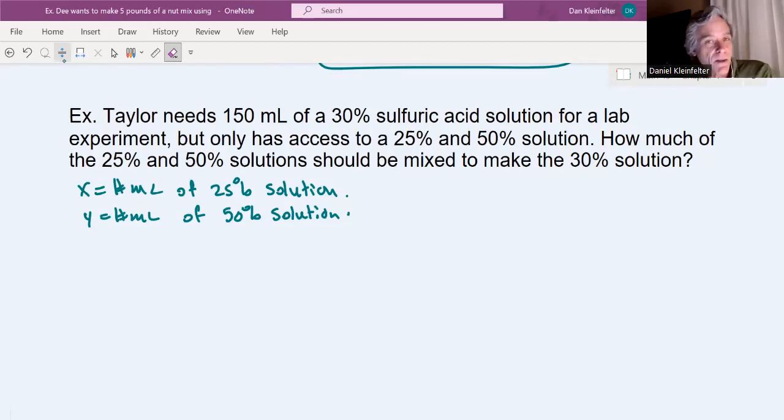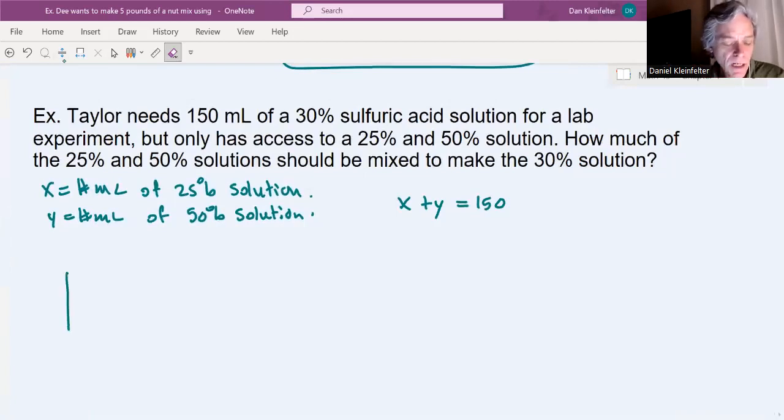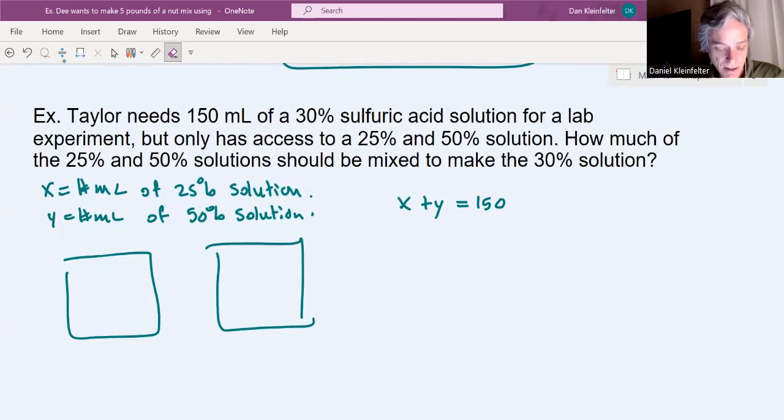So we've got to mix some of the weaker one and some of the stronger one to make it just right. Okay, so the first equation is going to be about the total amount of volume, and that's the 150 milliliters that we're trying to make. So x plus y has to be 150.